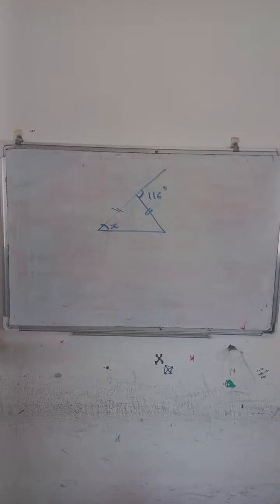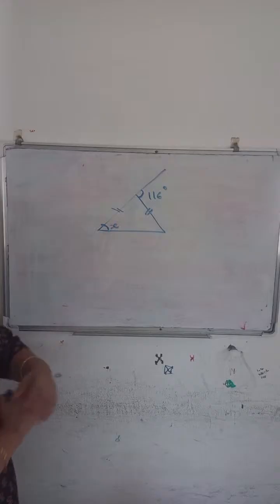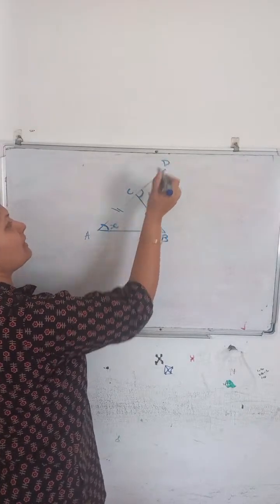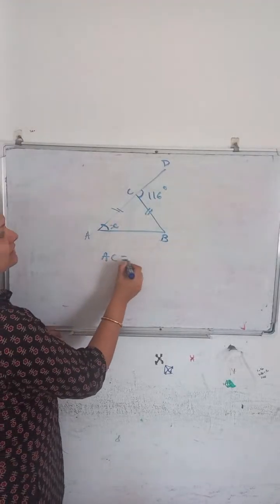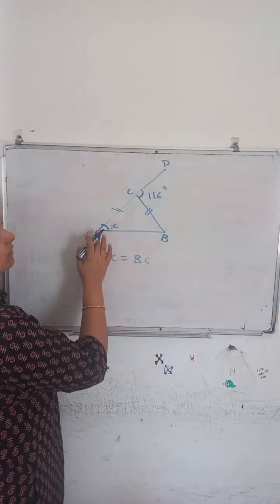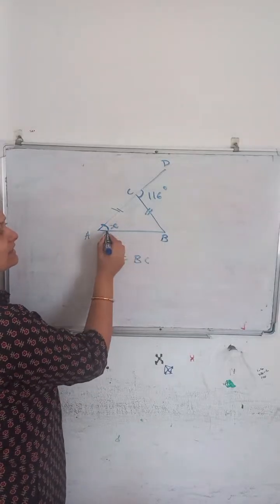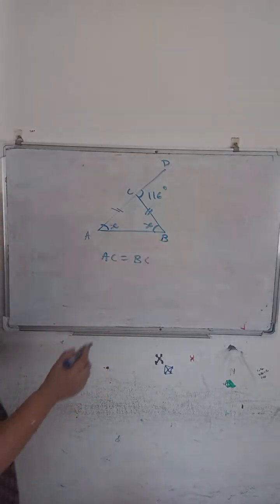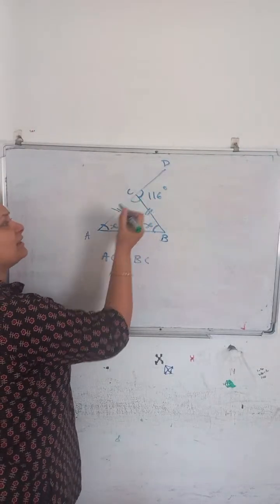So how can we find out this angle value of X? Suppose if I am giving a name over here A, B, C and this part is D. Now here if you check, AC is equal to BC. Both the sides are given equal. That means ABC is an isosceles triangle. If it is isosceles triangle, then their base angles are same. So if this is X, then this is also X, correct?